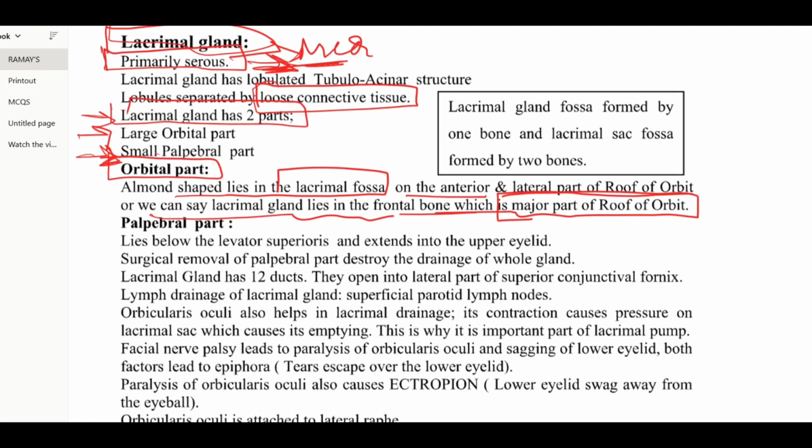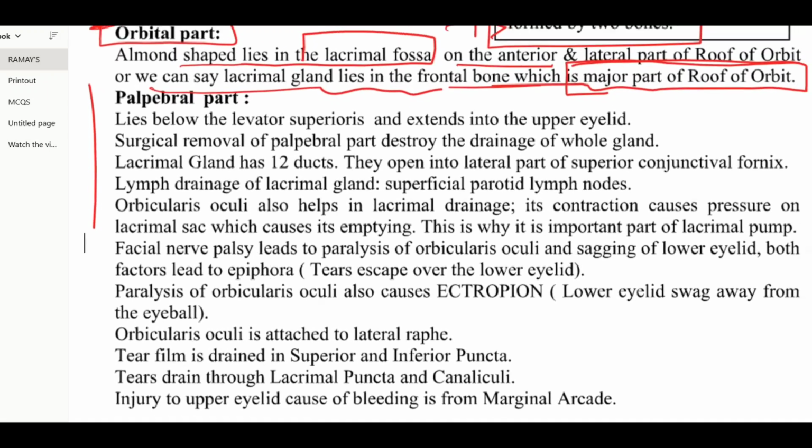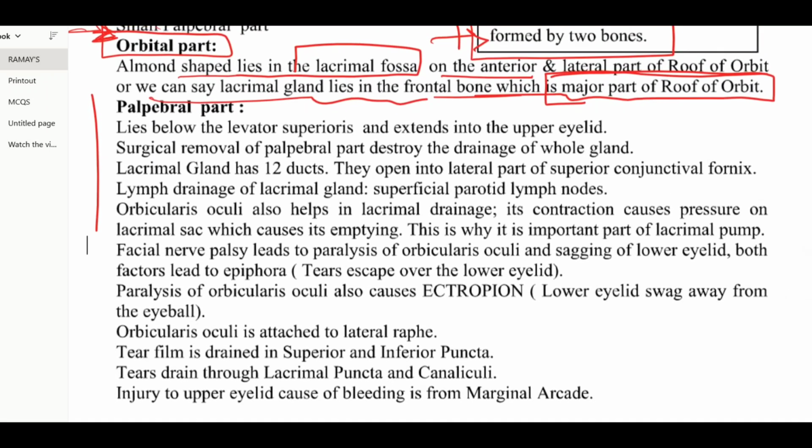Look here, that lacrimal gland fossa is formed by the one bone and the lacrimal sac fossa is formed by the two bones. Larger orbital part. Now we will study the palpebral part, which is the smaller part.